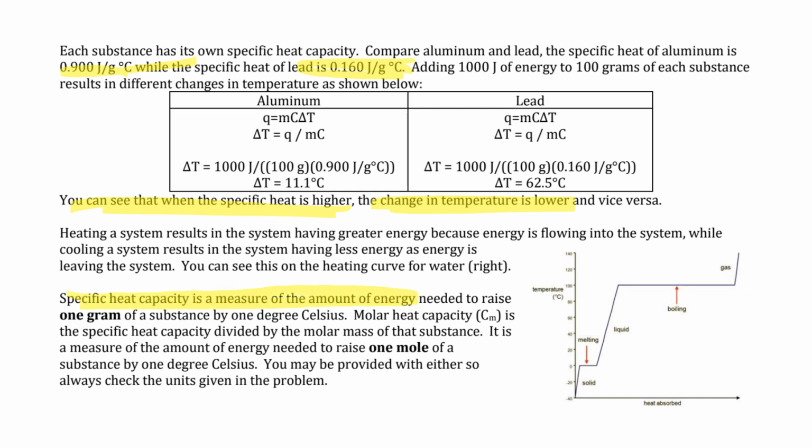Specific heat capacity is a measure of the amount of energy needed to raise 1 gram of a substance. You can look at the molar heat capacity. It can be given to you. It's the amount needed to raise 1 mole of a substance by 1 degree. You may be given both, but you may need to use some dimensional analysis to get the units to the correct one.